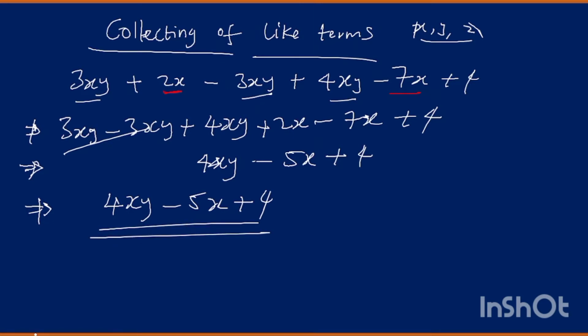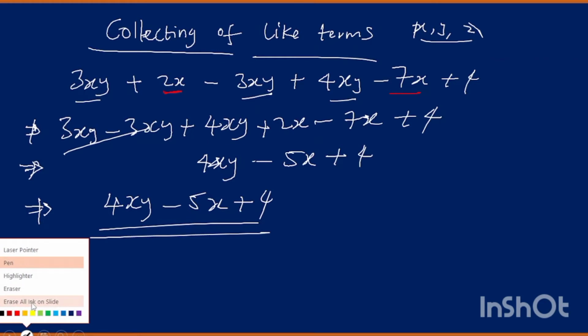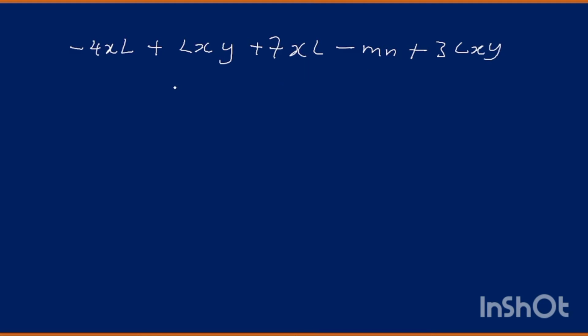So let's look at other questions that have to do with collecting of like terms for more understanding. If I say I have minus 4xl plus lxy plus 7xl minus mn plus 3lxy, and I'm asked to collect the like terms in this algebraic expression. So we are going to say solution. So let's solve this.